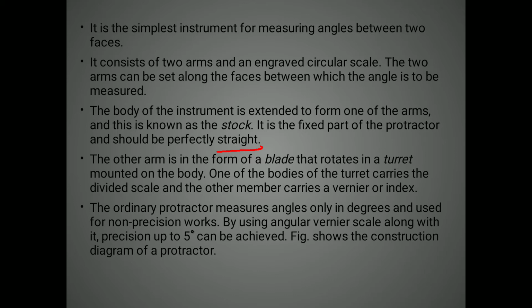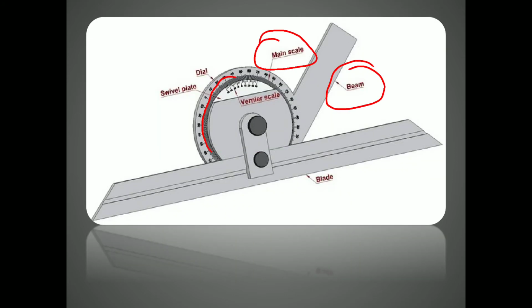Then the other arm is, see here, the base surface of the stock, which should be straight, as well as have flatness with respect to the datum surface. So if you are using it with the surface plate, this particular side should be placed on that datum surface, and it should be perfectly flat with respect to the reference surface.